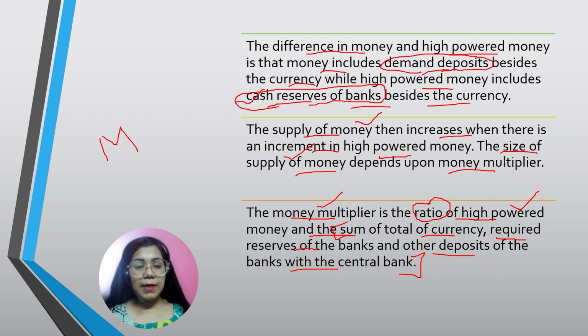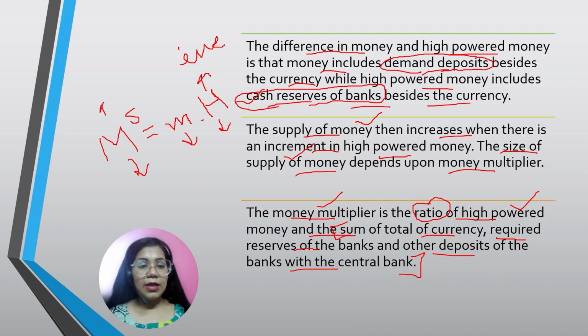So this is my money supply. This is positively related to the high powered money in the proportion of the money multiplier. So this is the money multiplier, this is the high powered money and this is the money supply. Hence we can say that when my high powered money increases, then my money supply also increases in the proportion of the money multiplier. So I hope this is clear. This is the first factor which influences my money supply. Now let's go to the next slide to read about more factors.